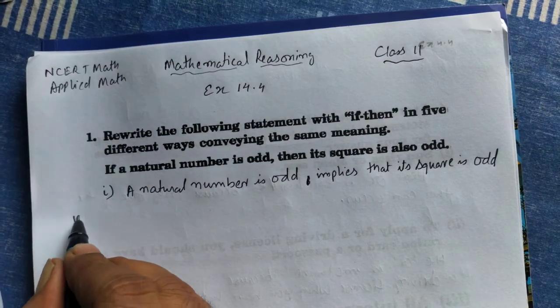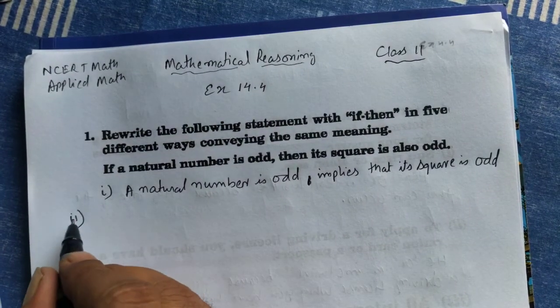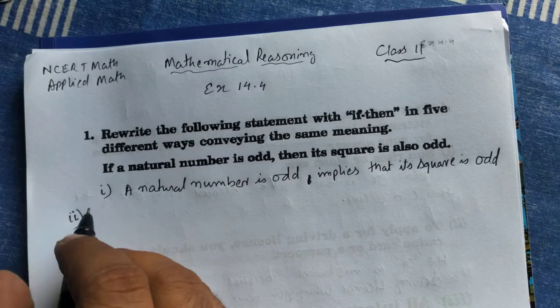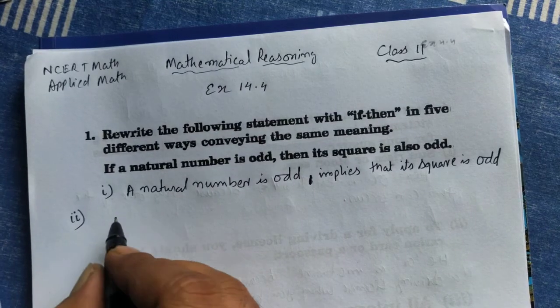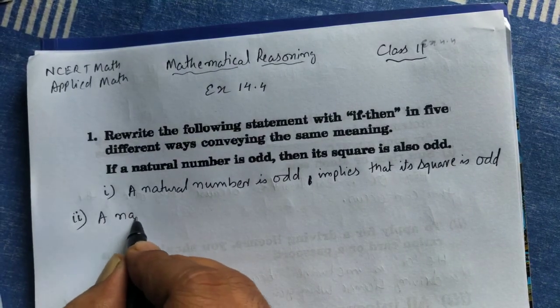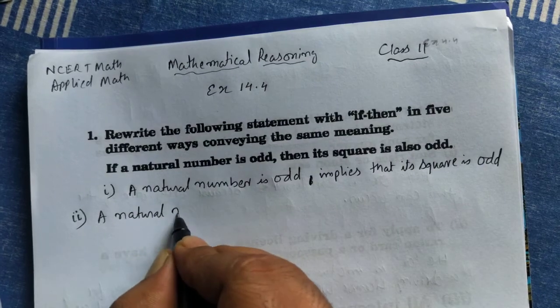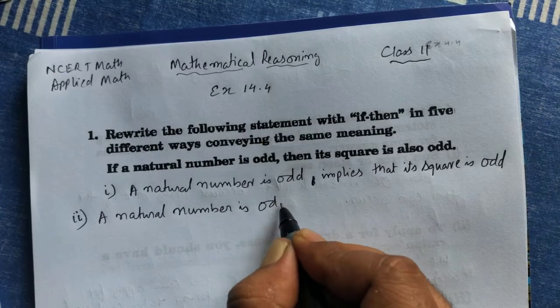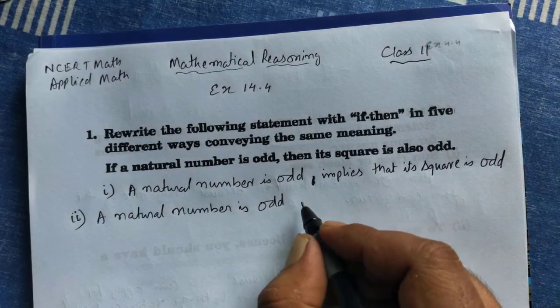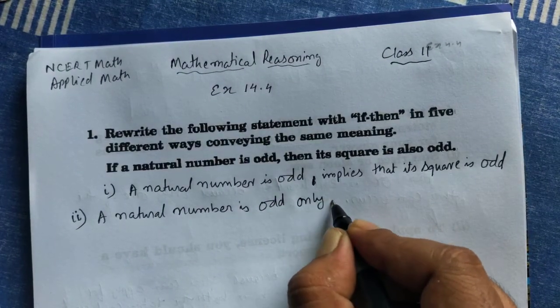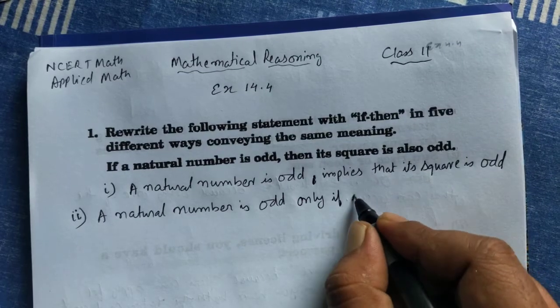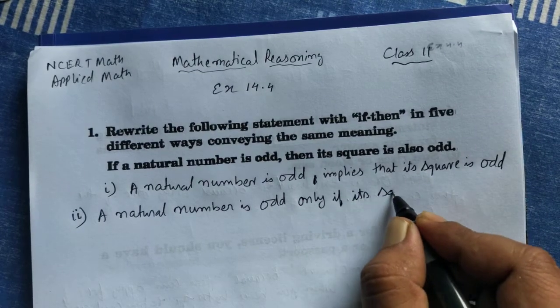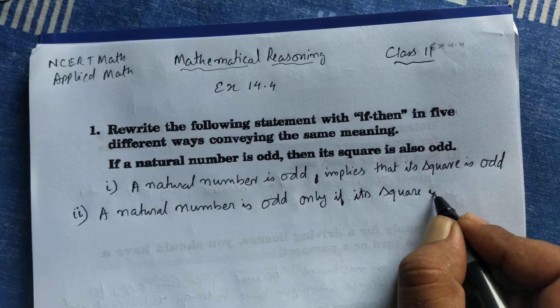Let us write in a second way. Second: a natural number is odd only if its square is odd.